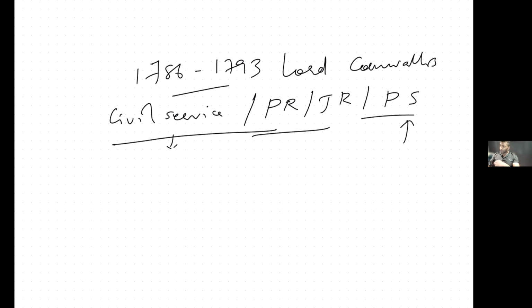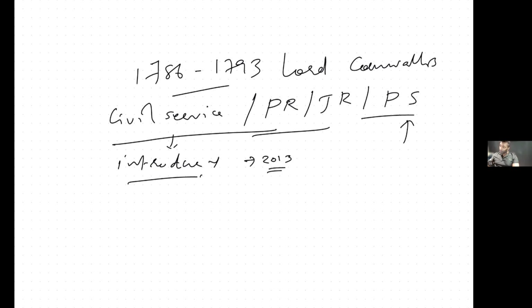Here the point is very simple. He introduced civil services in India, so he is known as the father of civil service. In fact, this question was asked in the 2013 prelims as a direct question, just a one word question.